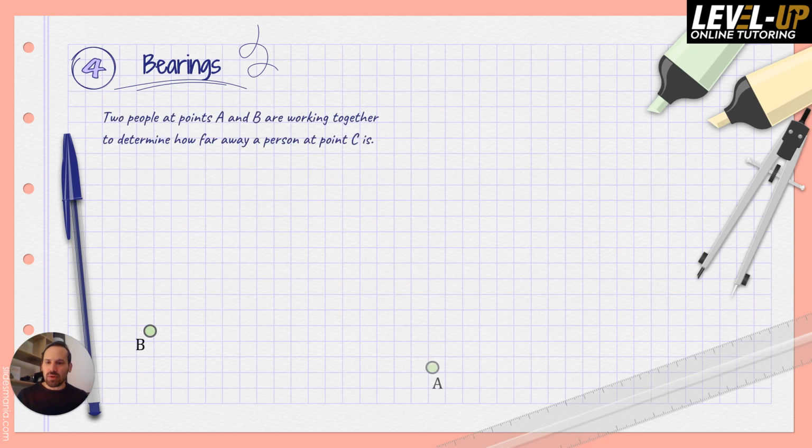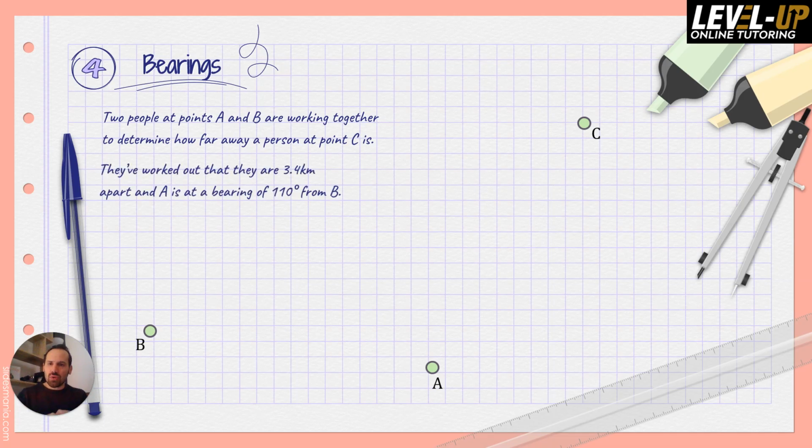Let's look at one final example where we're actually trying to do some calculations and how this ties into trigonometry. Say we've got B and A here, and collectively they're trying to work out how far away C is. They've worked out that they're 3.4 kilometers apart, and that A is at a bearing of 110 from B. If we put in our north lines, that's going to be this angle here. So if you're at B, you turn 110 degrees and you'll be facing A.